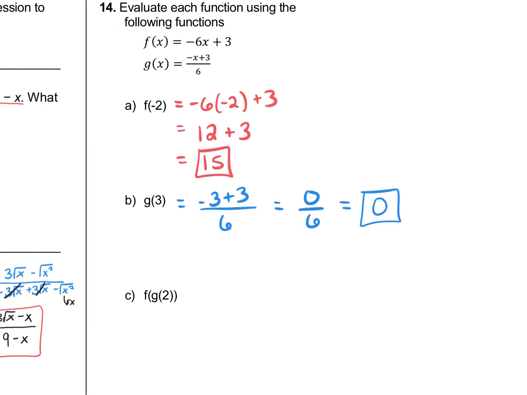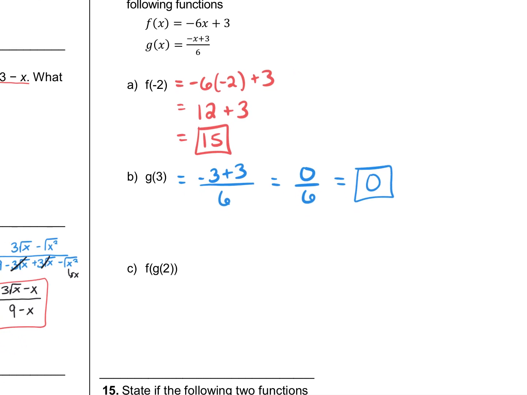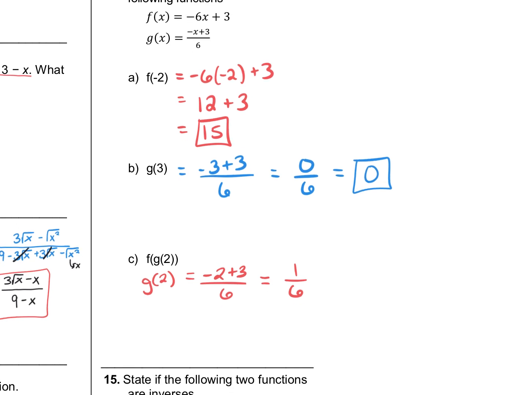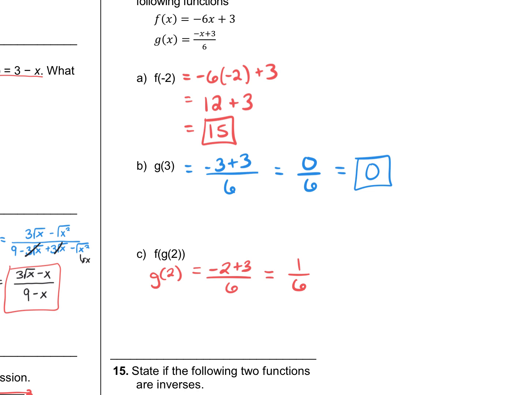What's different about C? Right, it's f of g of 2. So we want to do the inside first, right? So if I want to find g of 2, what do I do with that? I plug 2 in for g. So this turns into negative 2 plus 3 over 6. Well, what's negative 2 plus 3? 1 over 6. Now, what do I do with that 1 over 6? Right, remember this replaces this, so this turns into f of 1 over 6.